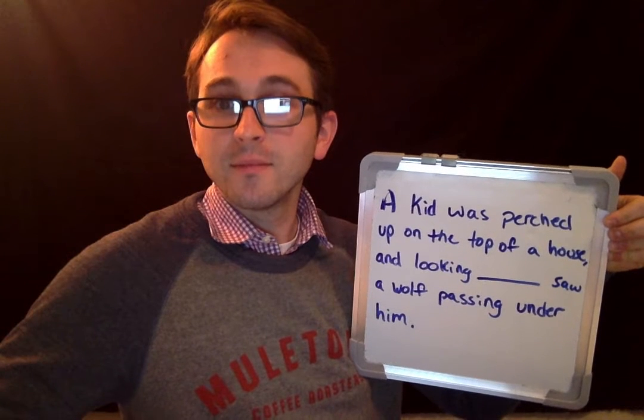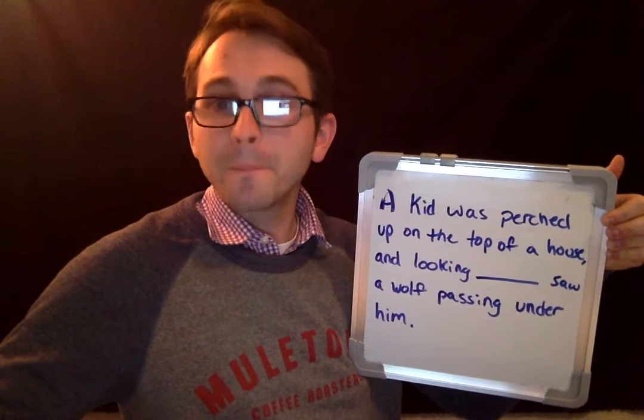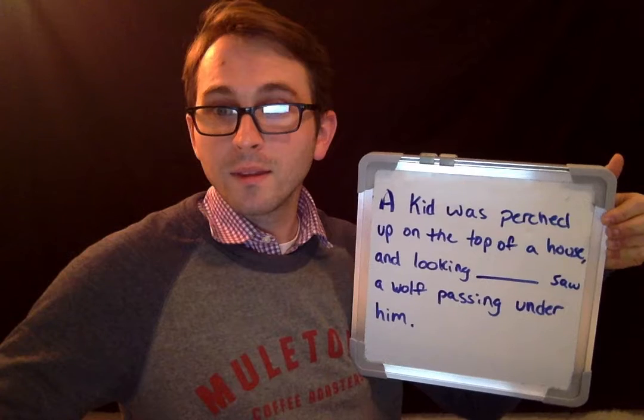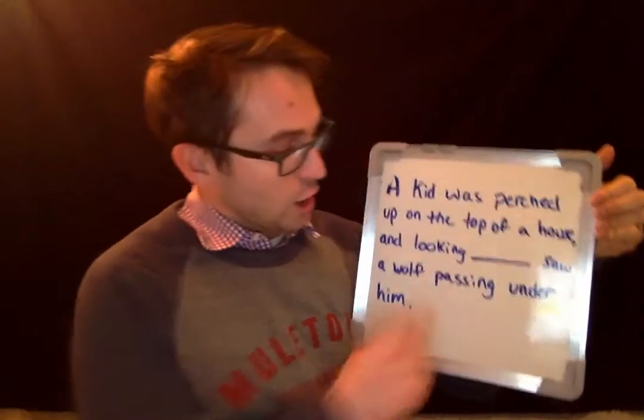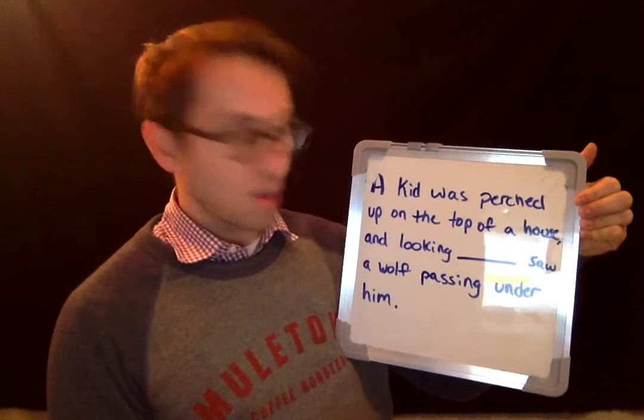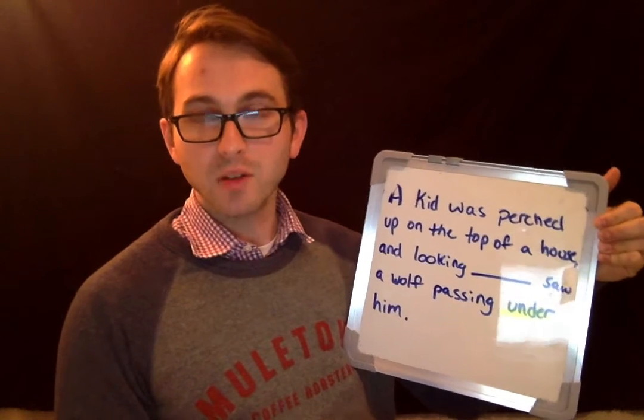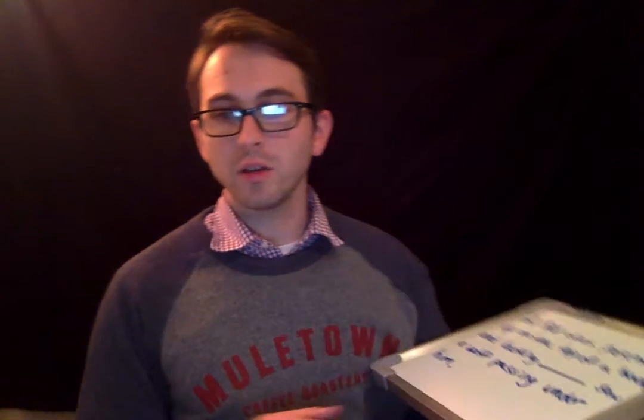The Wolf and the Kid. A kid was perched up on the top of a house, and looking down saw a wolf passing under him. Very good, very good. So, looking down saw a wolf passing under him. Very good reading, Ryan. Very good.